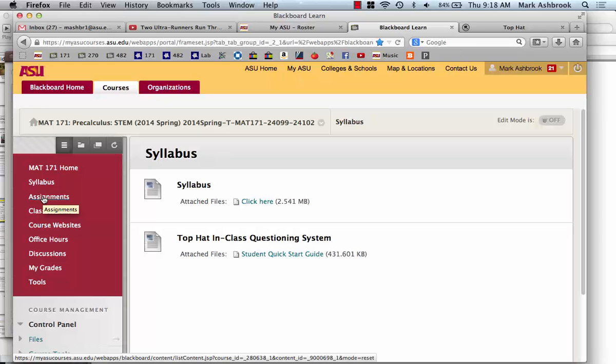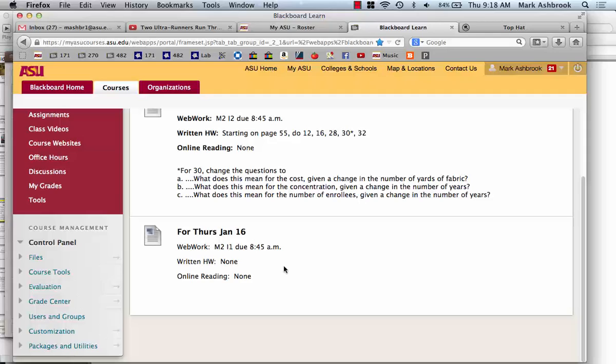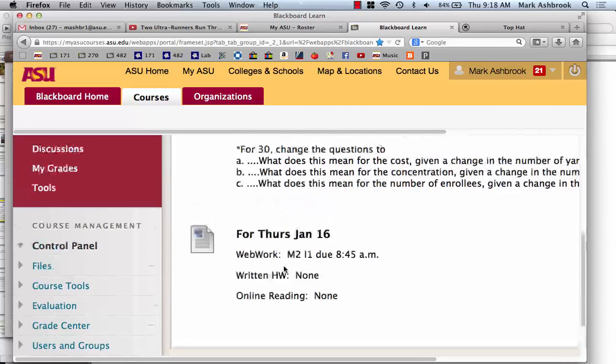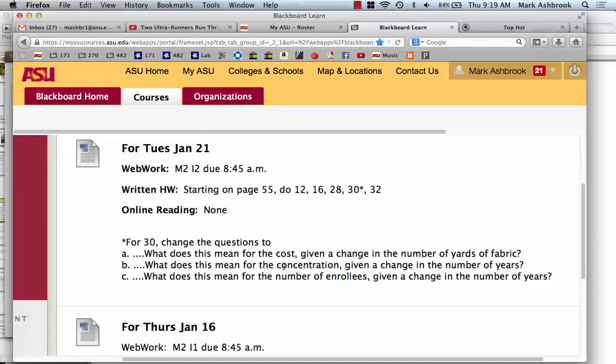I opened up a new area called Assignments. Here's the assignment for today, which was WebWork, due at 8:45 a.m. There was no written homework and no online reading. Those are the 3 components of what you're doing outside of class. I've posted what's due for Tuesday. You have another WebWork due at 8:45 Tuesday morning, and you'll have written homework due on Tuesdays. There won't be written homework on Thursdays, but there will be written homework due on Tuesdays that you'll write on your own paper and turn in in class.